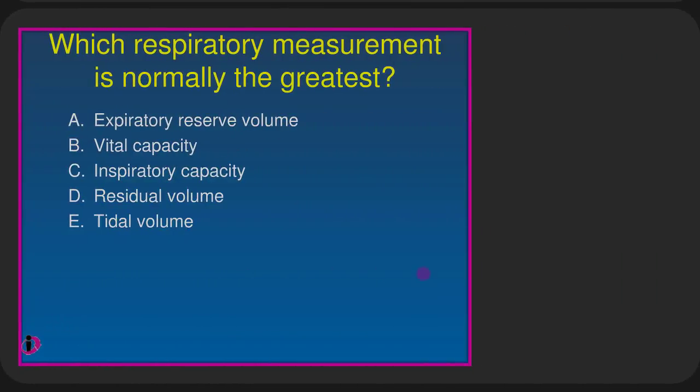Which respiratory measurement is normally the greatest? Tidal volume would be the smallest, vital capacity would be the biggest, and if total lung capacity was in there, that would be larger still.